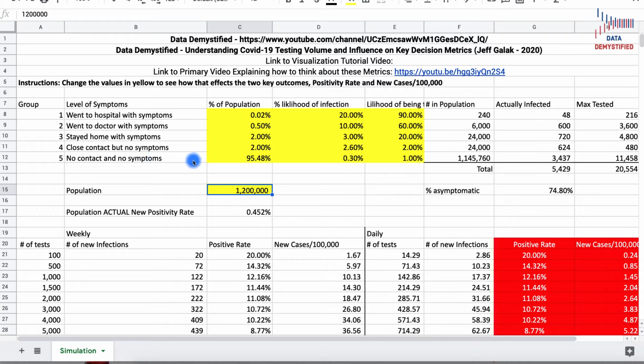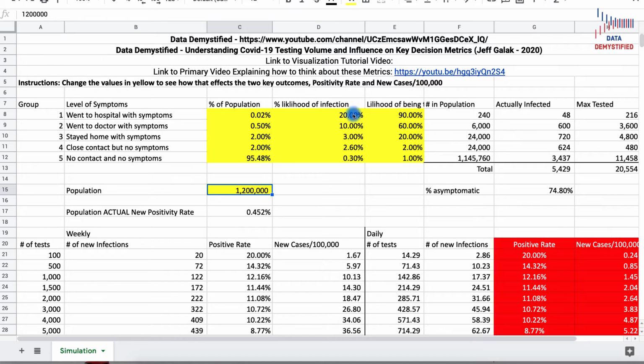These 5 groups are going to differ on 3 key dimensions. The first is how many of them are there, and I'm making some pretty big assumptions here. I'm saying that very, very few people, only 0.02%, which translates into 240 people, actually had symptoms and went to the hospital. That's compared to a much larger number, which is most people, about 95%, who don't have symptoms and had no contact. That's going to be about 1.1 million of my 1.2 million people. And somewhere in between I have these other populations. Of course, these are assumptions, and it's hard to know exactly what these ratios are, but you should change them to see what you think makes the most sense for your community.